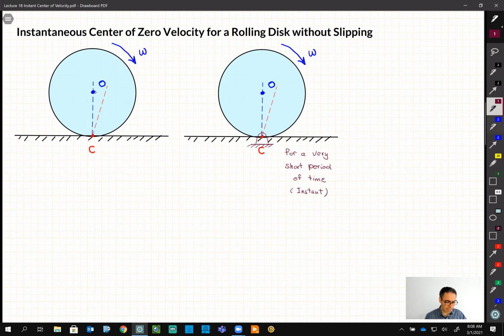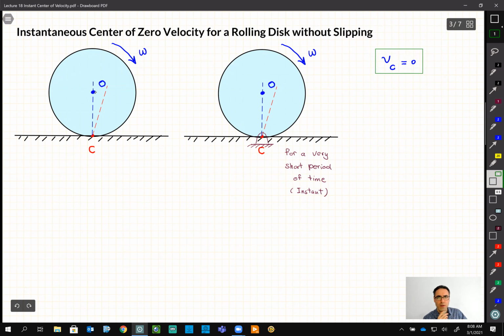So in that case, can I say that the velocity of point C is zero? Most likely I can, right? Because if it's not moving and point O is spinning about this point C, so we imagine that this point C is a pin for an instant, then we can assume the velocity of point C is zero. Again, don't forget, just for an instant, okay? For an instant.